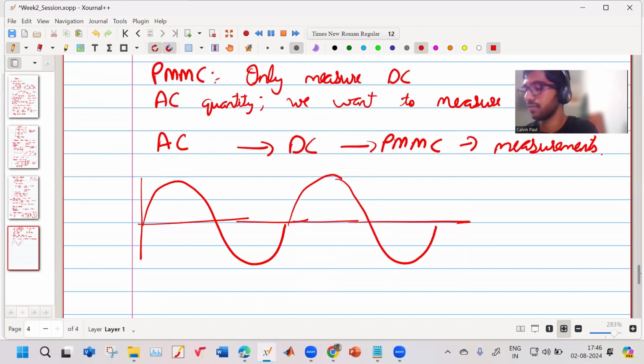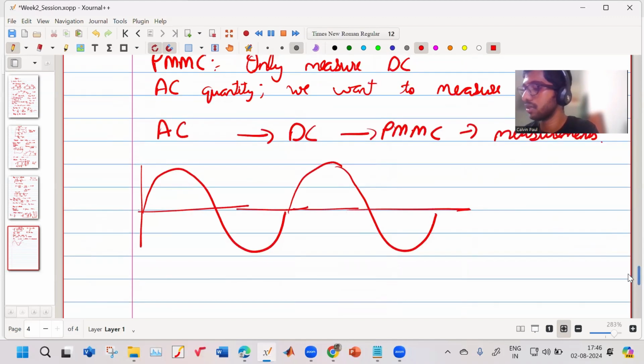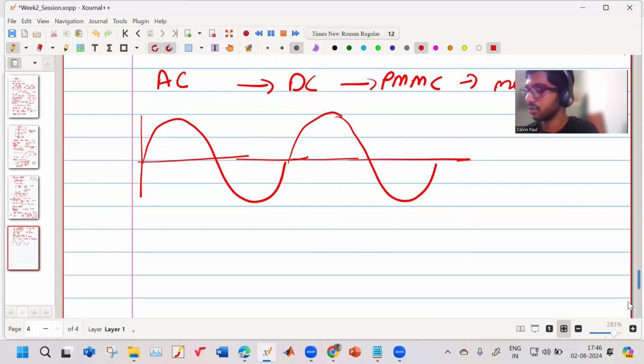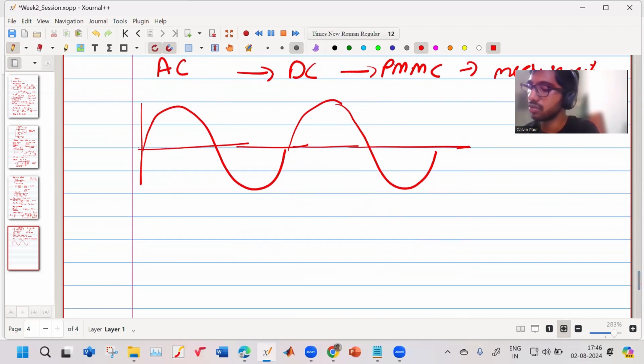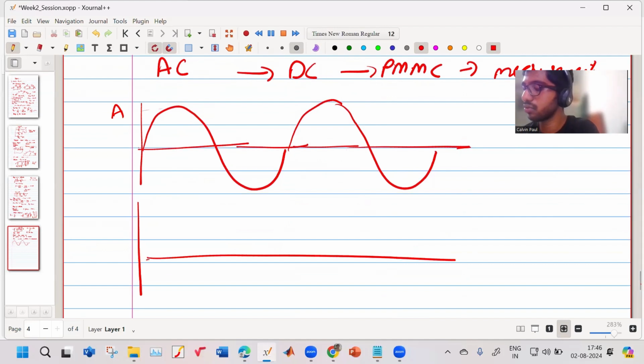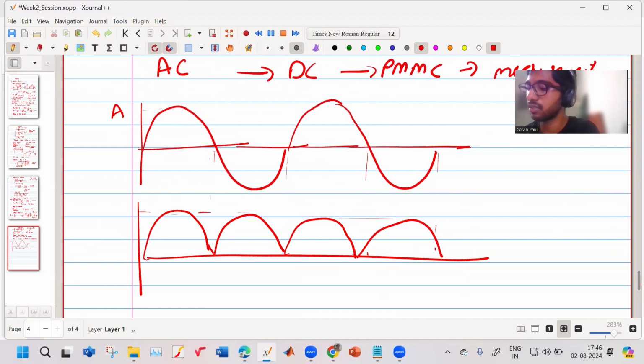Okay, this is a sine wave. Now this sine wave has to be converted into a DC quantity. So assume this maximum is A. You place a full bridge rectifier and it gets converted like this, all with the magnitude A. This is time, this is time.